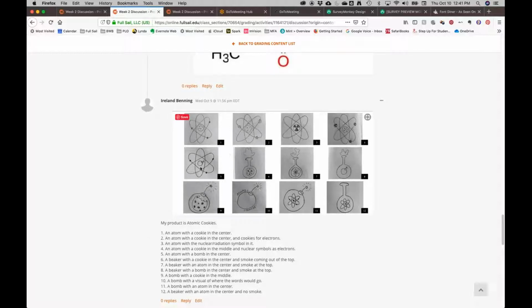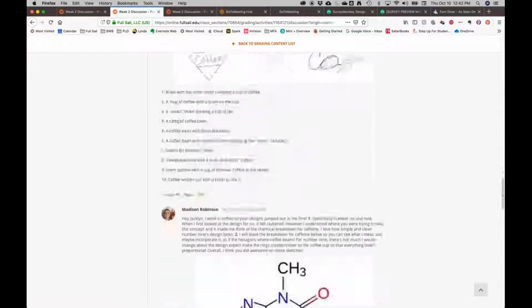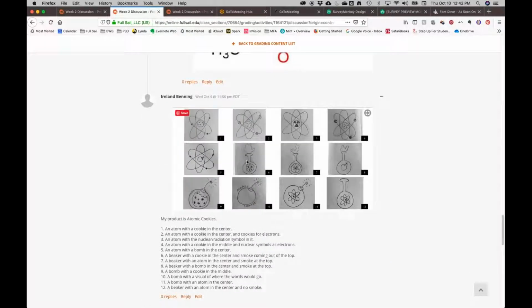You've got electrons swirling around different objects. You've got a beaker of something, a bomb. I would look more at Area 51, of aliens, of things around that. I think you got basically two ideas. One is sort of electrons around a cookie, which is very similar to this one, but that's coffee.